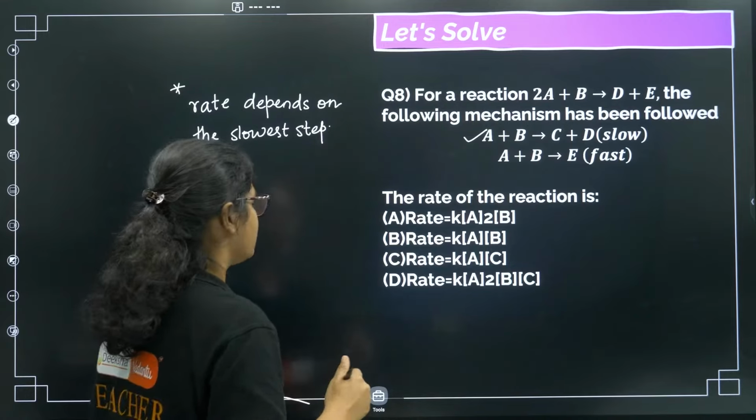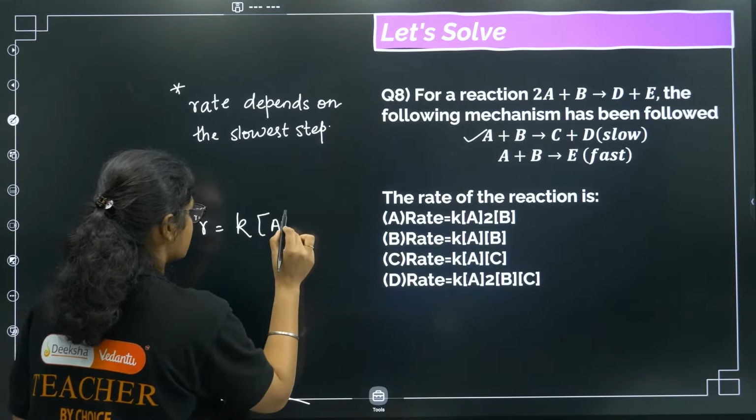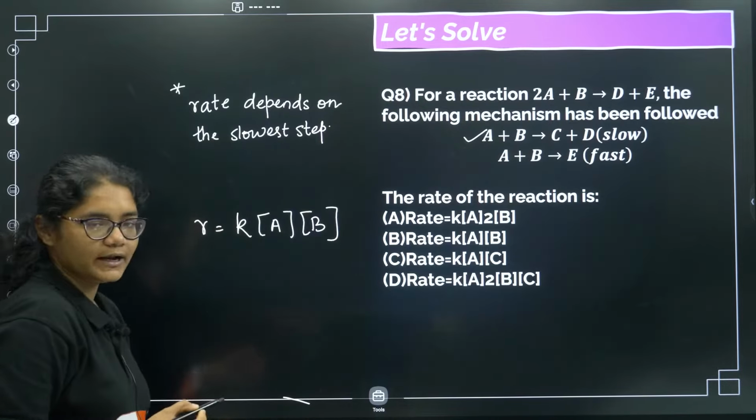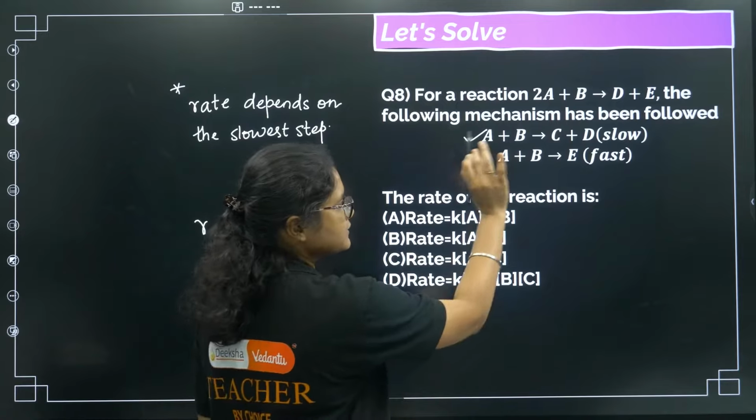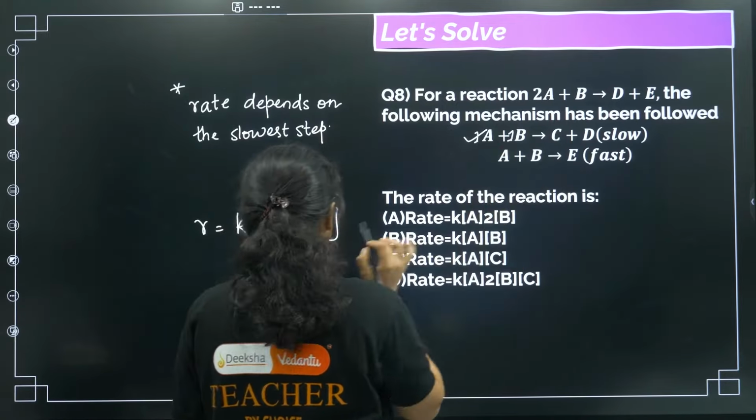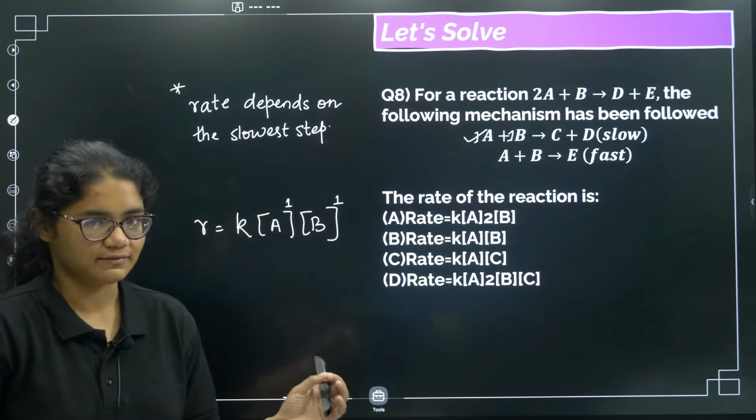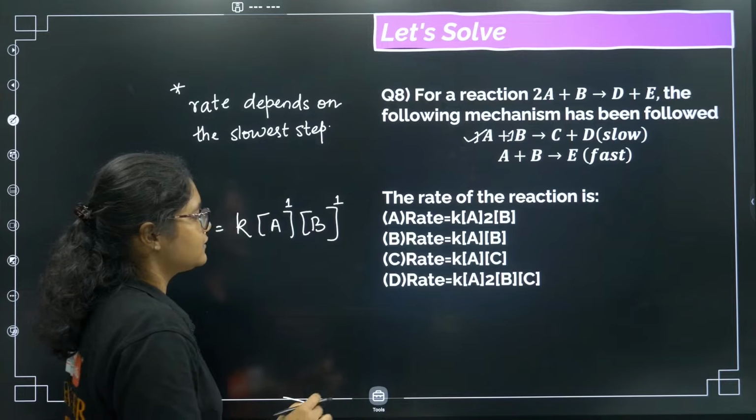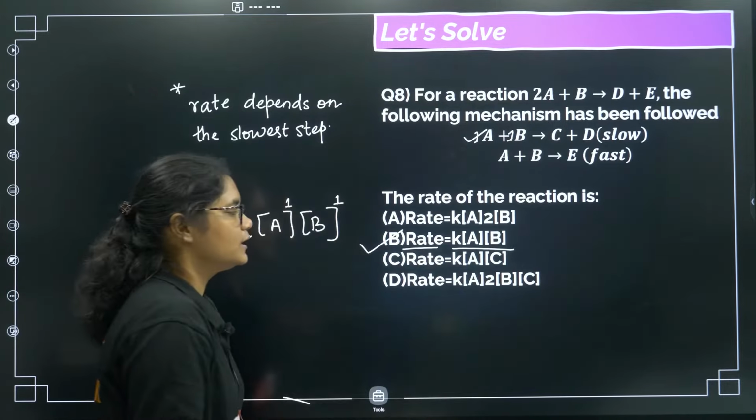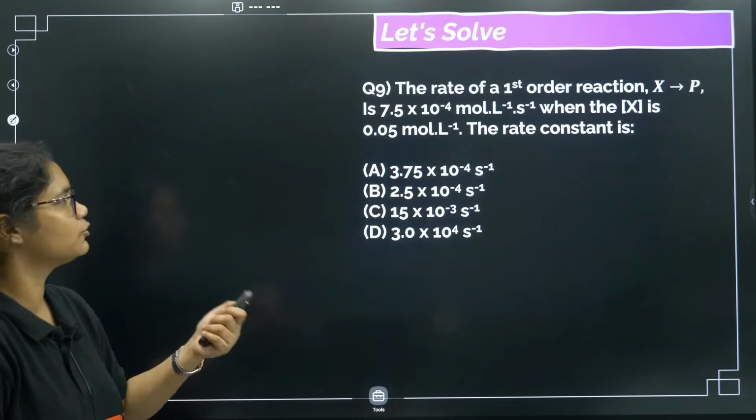Okay, so I can write rate is equal to K into concentration of A into concentration of B, right? Now here, if no information is given, we can consider this is 1 for A, this is 1 for B, so this is also 1. We can consider because no other information is given to you. Okay, so now here the answer will be option number B. Rate is equal to K into A into B. Getting? Okay. Let us see one more question.